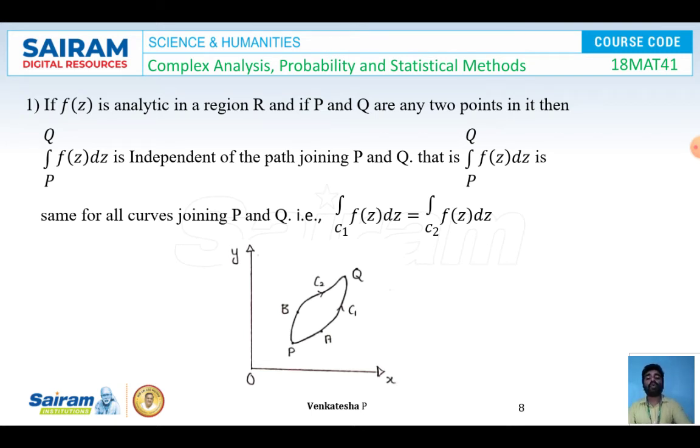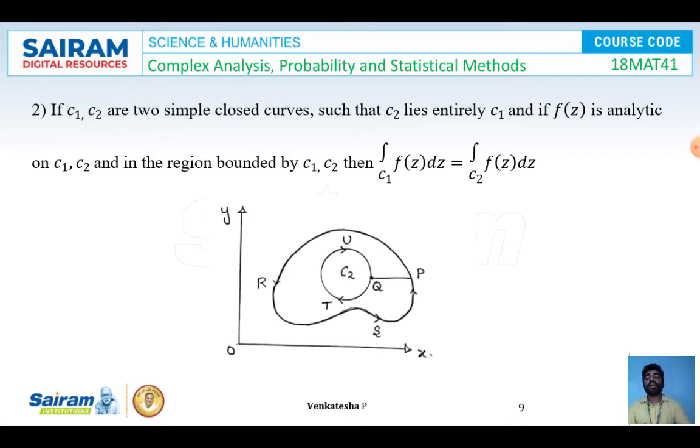In the XOY plane, I'm taking a curve PQ, and this curve PQ has been divided into two parts. One curve is C1 and one more curve is C2. Now the integral over the region C1 f of z dz will be equal to the integral over the region C2 f of z dz. We can tell that the total area of the curve C1 will be equal to the total area of the curve C2.